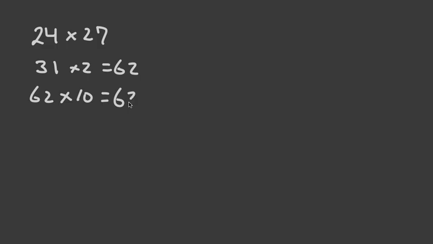Okay, that's 620. Now, as a separate step, we'll take the last digit here, 4, and the last digit 7, and multiply those two. 4 times 7, that's equal to 28. And then we just add these two results together. 620 plus 28 is equal to 648. So 24 times 27 is equal to 648.